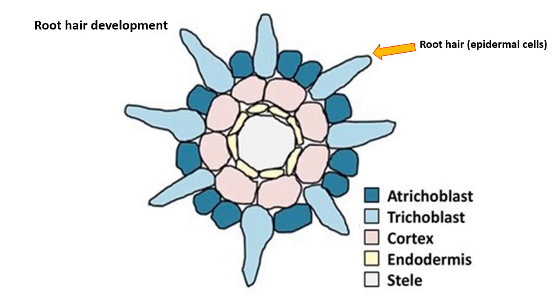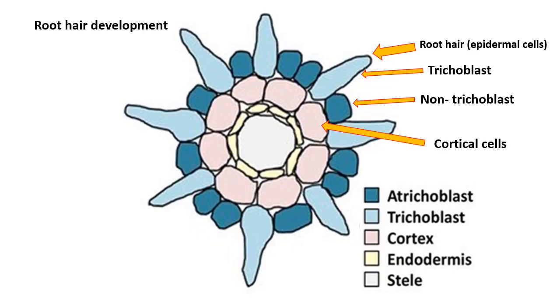where the outer epidermis is composed of two cell types: those that form root hairs, known as trichoblasts, and those that don't, known as non-trichoblasts. Trichoblasts are seen to lie above the junction of two cortical cells, and those in contact with only one cortical cell are known as non-trichoblasts, which are highlighted here. So if the cells are present between two cortical cells, they are known as trichoblasts, and if they are present just above a cortical cell, they are known as non-trichoblasts.